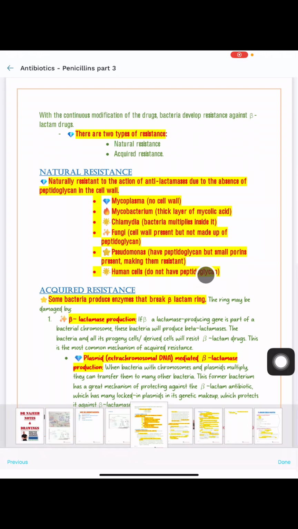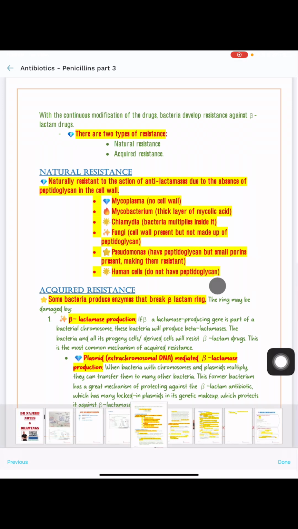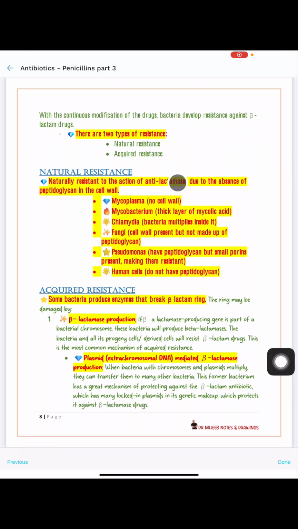And these organisms we have seen. Mycoplasma does not have a cell wall, so the penicillin won't prevent the cell wall formation there. Now there is acquired resistance. What this particular sentence is saying is that these things are naturally resistant to the action of anti-lactamases due to the absence of the peptidoglycan in the cell wall.